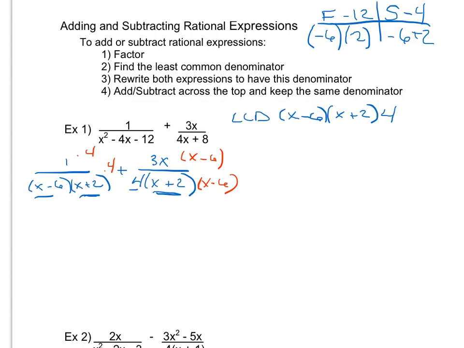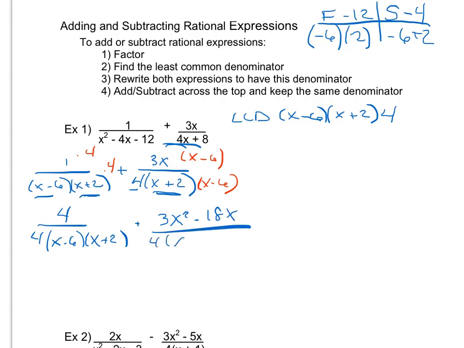Once I do this, my problem now becomes 4 over, and since it doesn't matter where this 4 goes, since it's multiplying, I'm going to go ahead and put it in front. 4 times x minus 6 times x plus 2. The plus sign in the middle drops down. 3 times x minus 6, and I am going to go ahead and distribute that 3x in. So 3x times x is 3x squared. 3x times minus 6 is minus 18x. All over 4 times x plus 2 times x minus 6.